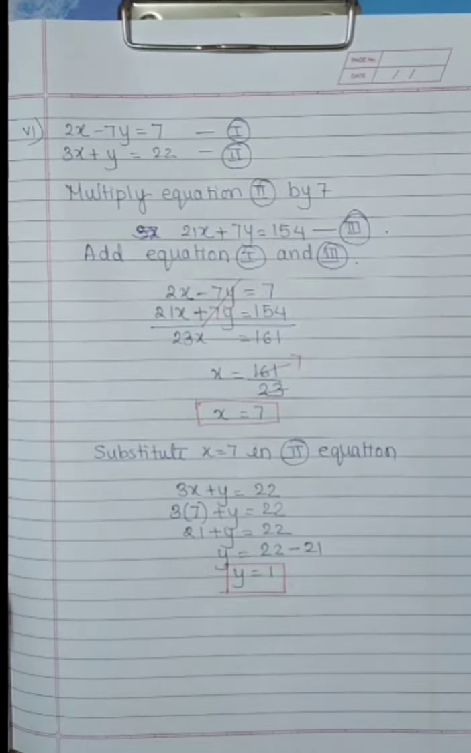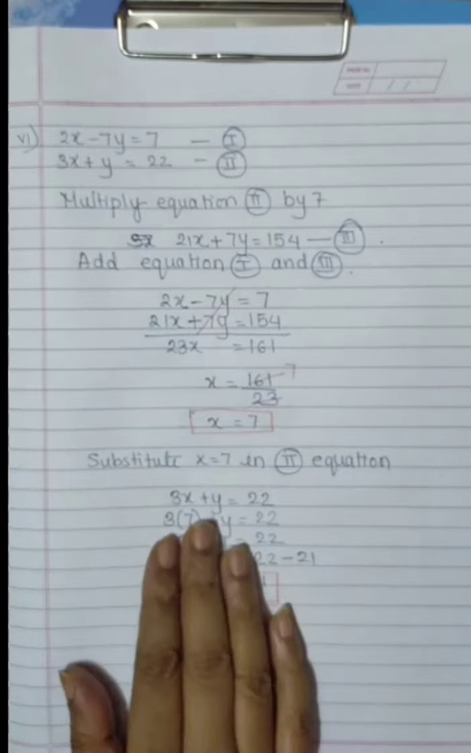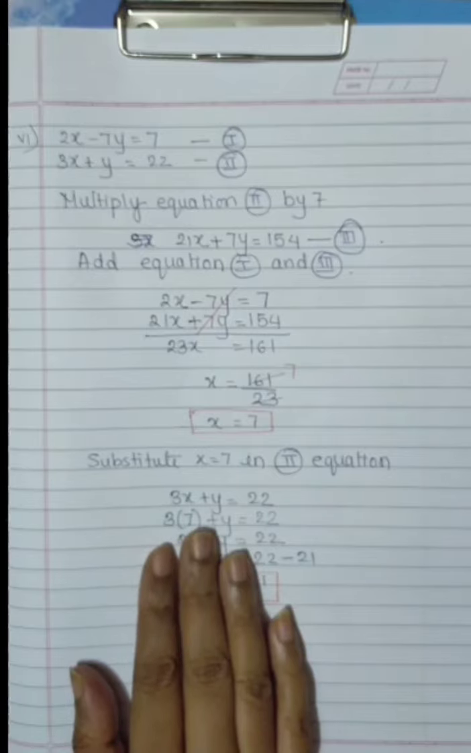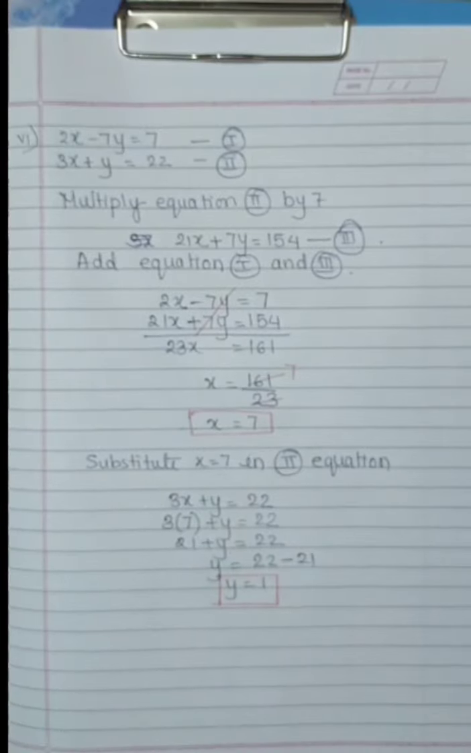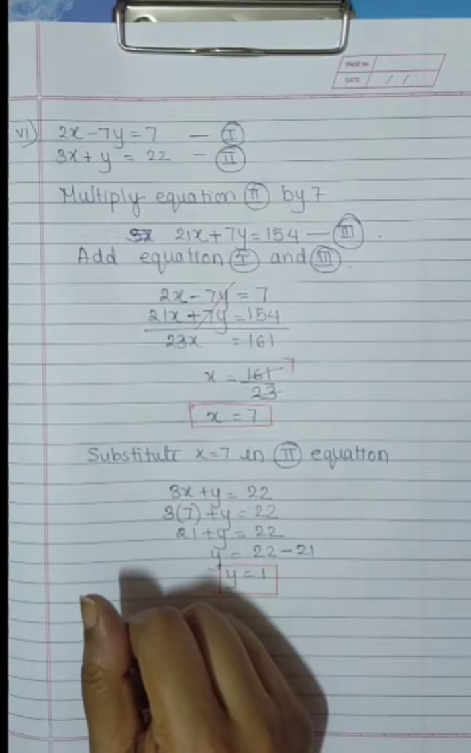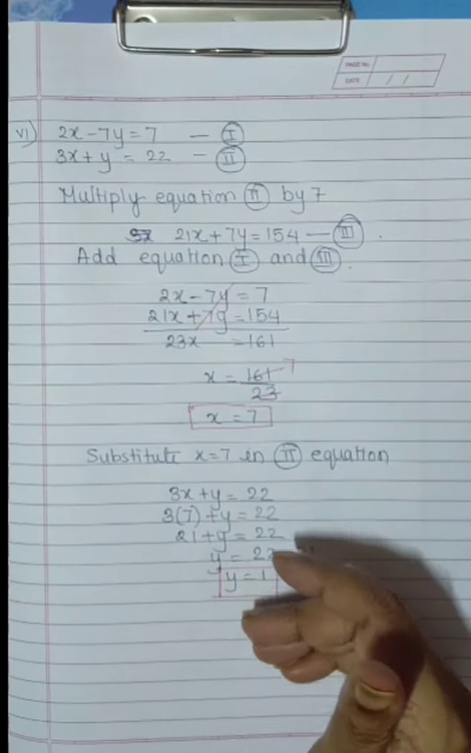So we have solved question number 6. We have finished practice set 5.1 of linear equations in two variables. I hope you understood what a linear equation in two variables is. You understood the method of elimination and substitution. I hope you will follow the steps to practice it.